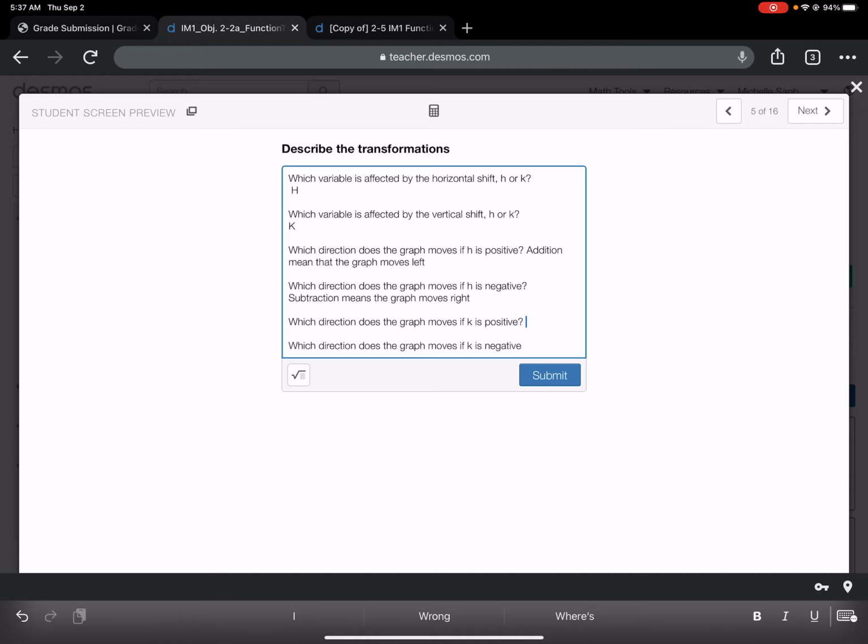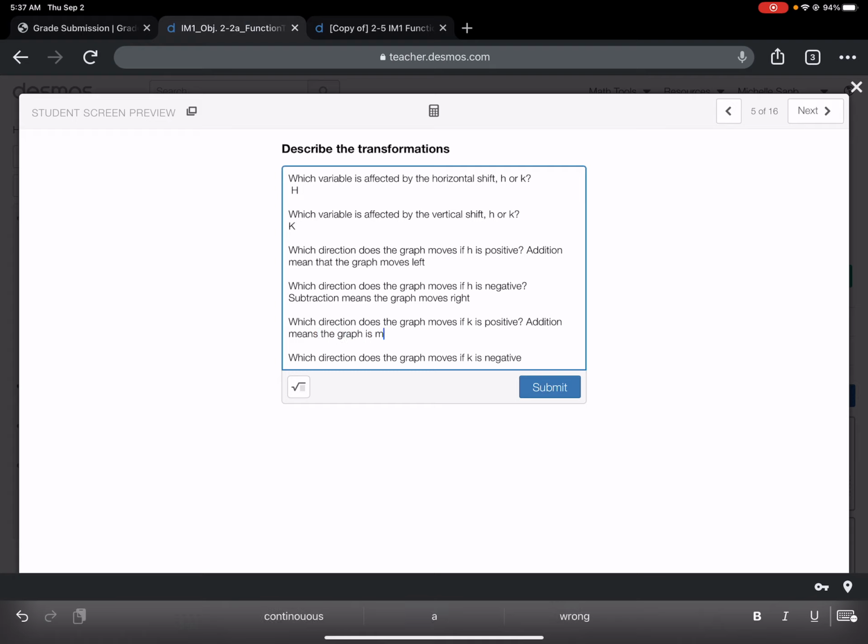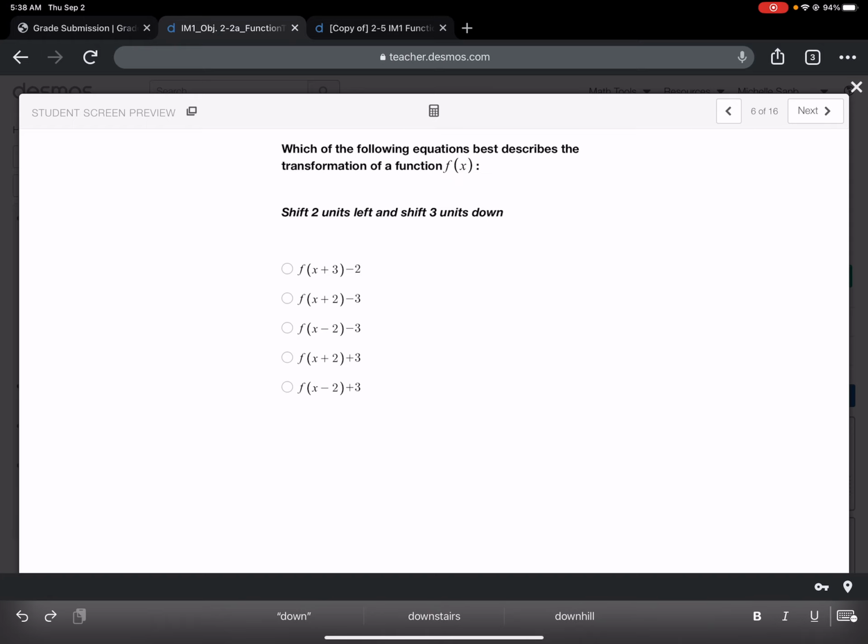Okay, which direction does the graph move if K is positive? So if K is positive, this is the addition. So if you have the addition, K means the graph is moving up. And then what direction does the graph move if K is negative? So the subtraction sign there means the graph is moving down, okay? Shifted to the left by 2 and 3 units down would be a +2 on the inside and a -3, okay?